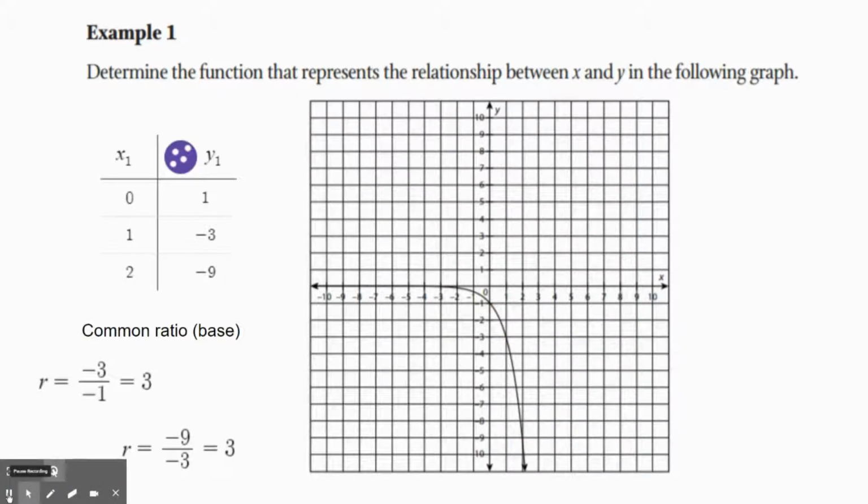When we divide -3 by -1, and when we divide -9 by -3, we get a common ratio of 3 for both. So remember to check at least 2 points in order to get that common ratio or common difference, because you want to make extra sure that there's a pattern. And we can see that b is going to be equal to 3.